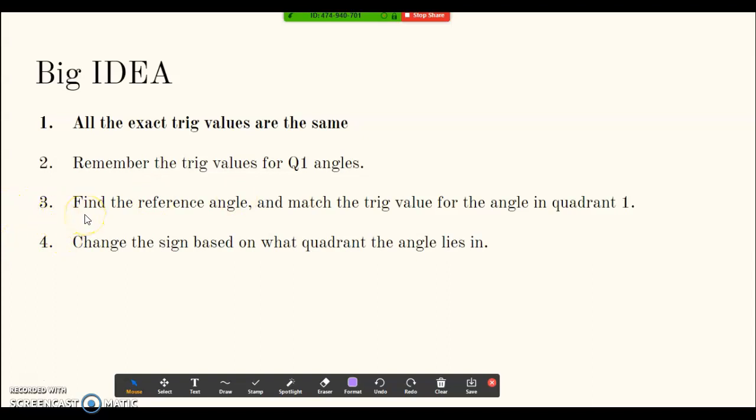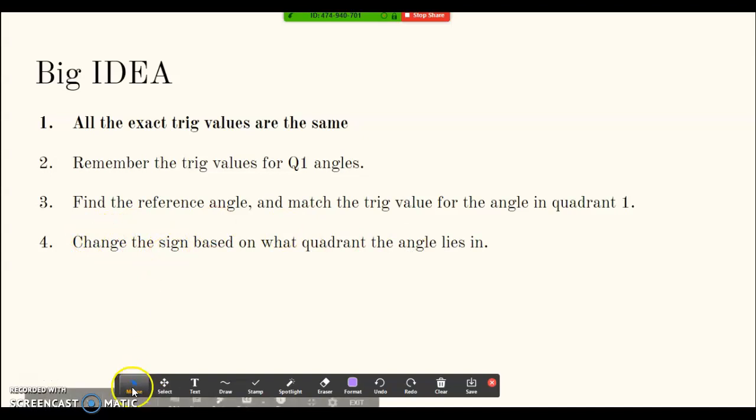Number three, we're going to find a reference angle and match the trig values for the angle in quadrant one. And we're going to do this in a couple of the practice problems so you guys know exactly what I'm talking about. Remember, the reference angle was the distance between the terminal side of the angle and the x-axis. And number four, we're going to change the sign based on what quadrant the angle lies in.